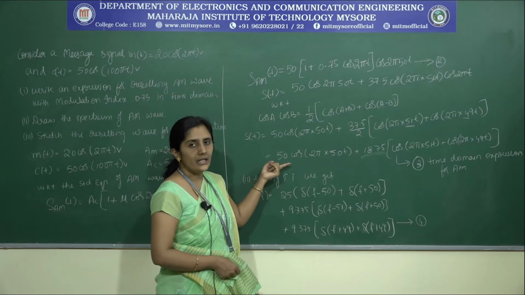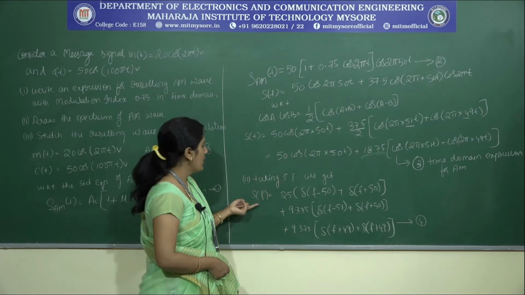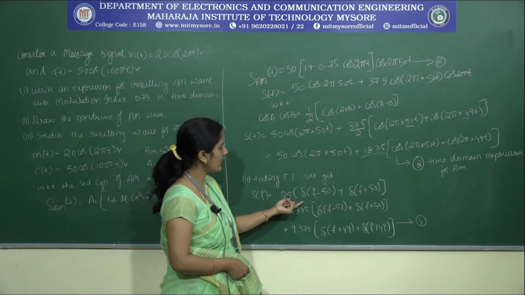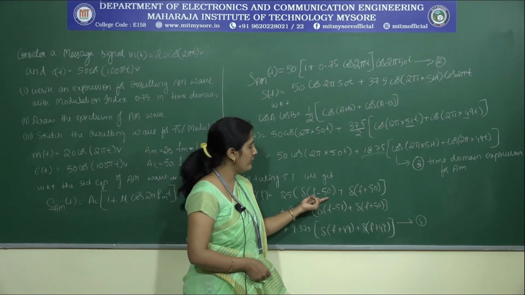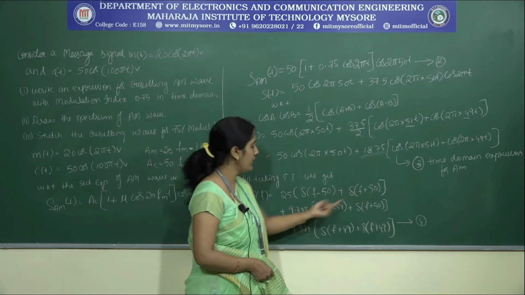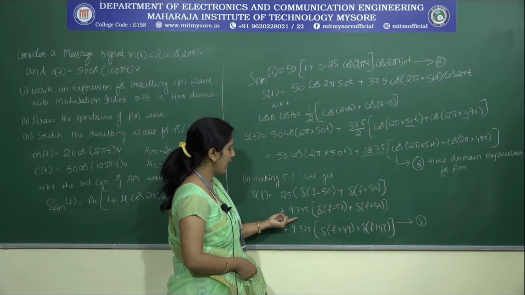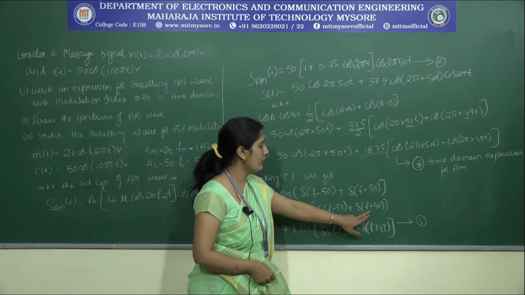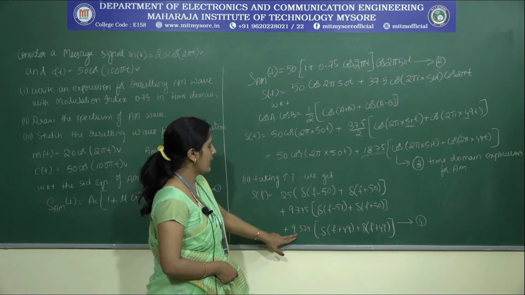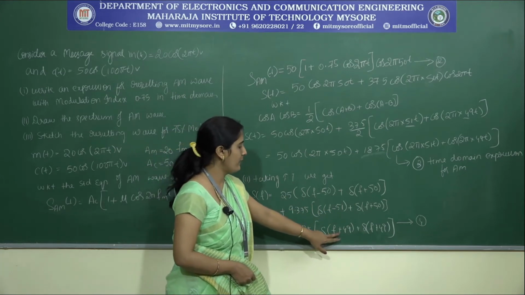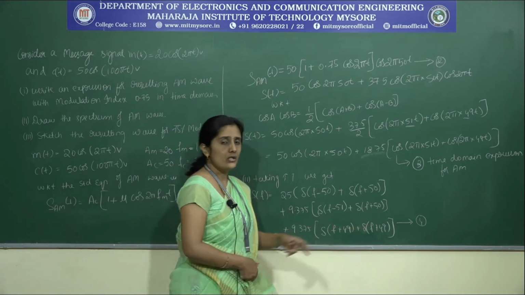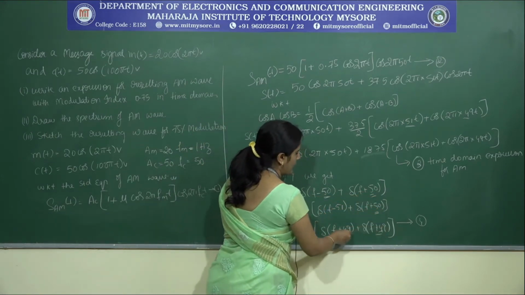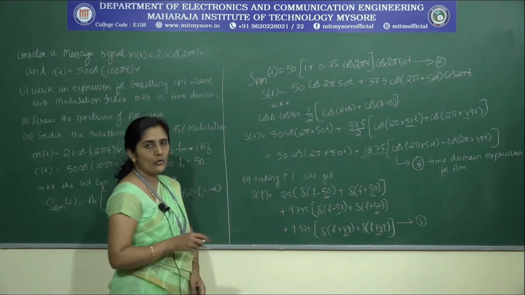We are going to get the result in terms of delta. Converting this, S of f is equal to 25 into delta of f minus 50 plus delta of f plus 50, plus 9.375 into delta of f minus 51 plus delta of f plus 51, plus 9.375 into delta of f minus 49 plus delta of f plus 49. So these are the frequencies used to represent the spectrum from the time domain expression.